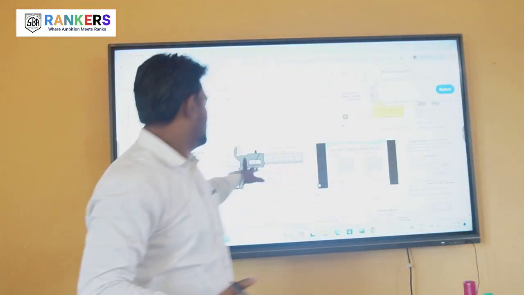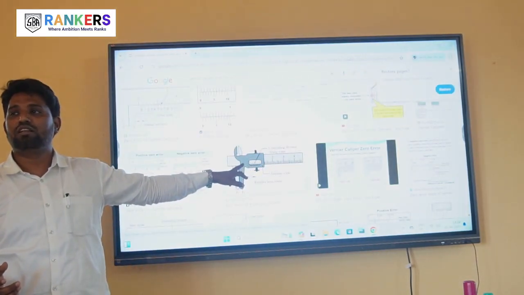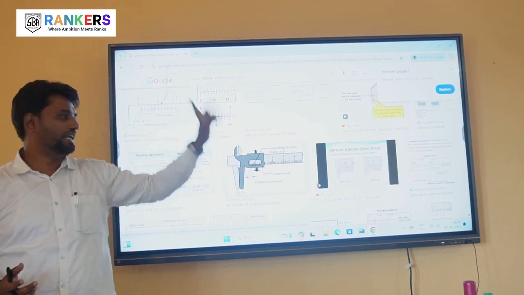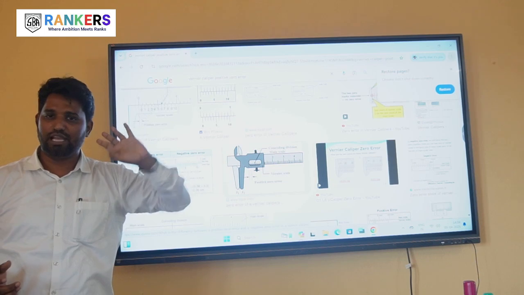This is the Vernier scale. How many divisions are present in the Vernier scale? There is no decimal. In the main scale, there is 4, 4.1, 4.2 like that. Okay?